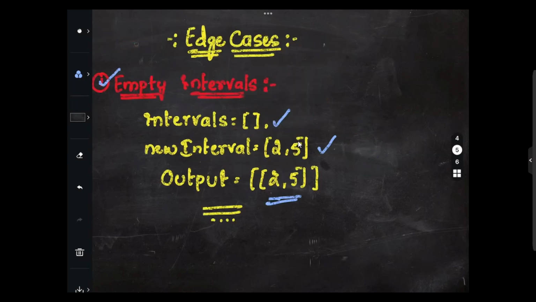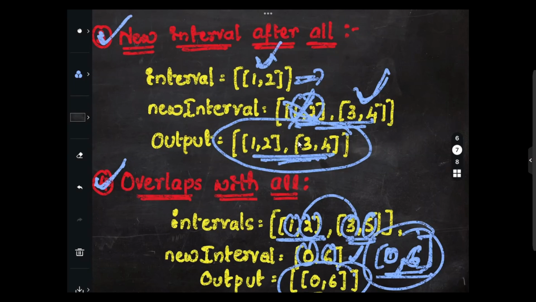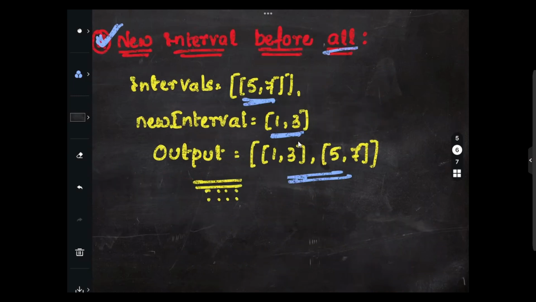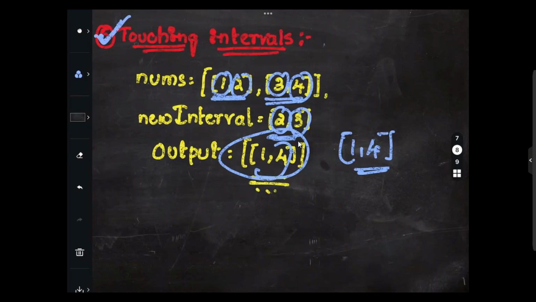So these are the edge cases that we need to consider here. The first one is for the empty intervals. The second one is for the new interval before all. The third one is for the new interval after all. The fourth one is for overlaps with all, and the fifth one is for touching intervals. I hope all the edge cases are clear.